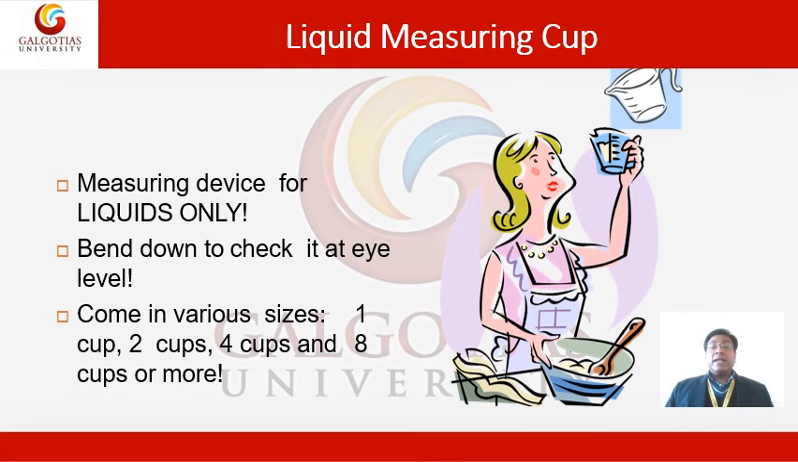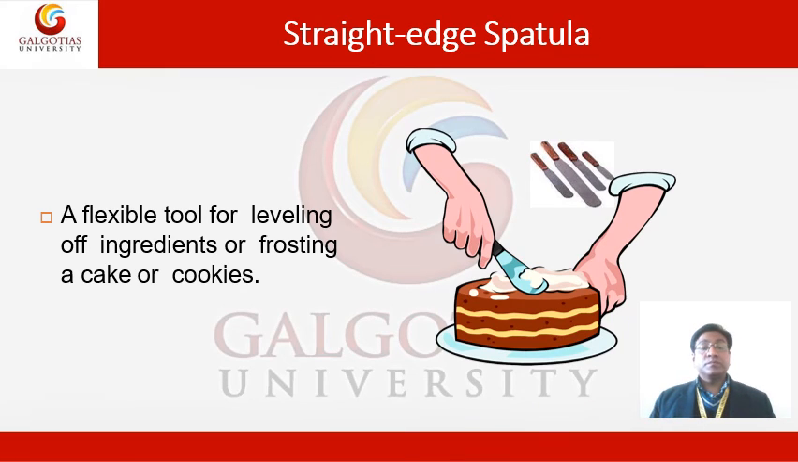Then we have measuring cups, or measuring jugs, for large quantities of liquid items. So these measuring cups can be used. It is a measuring device for liquid only. So if you are using half a liter of milk, then we can measure and put that accordingly.